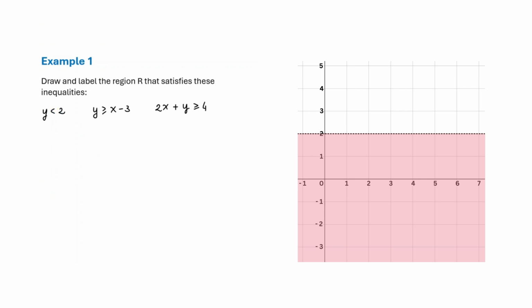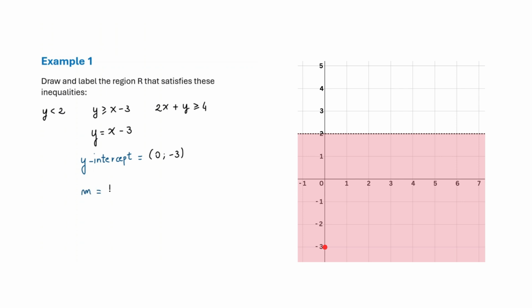Now we move on to the second inequality. y is greater than or equal to x minus 3. We start in the same way by drawing the boundary line. Replace the inequality sign with an equal sign. So the boundary line is y is equal to x minus 3. This equation is already in the form y is equal to mx plus c. So we can use the y-intercept and the gradient to draw the line. Here, c is negative 3. So the y-intercept is the point (0, -3). This is where the graph crosses the y-axis. We plot this point on the graph.